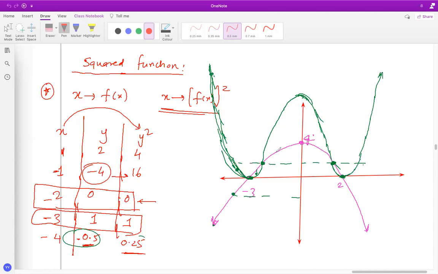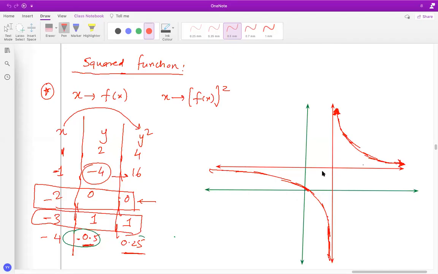The logic here is that for any y value between 0 and 1, let's say this is 0 and this is 1, if your original function is like this, the squared function will be something here. If the function has any negative values, that part moves up, because the squared function does not have any negative values left.